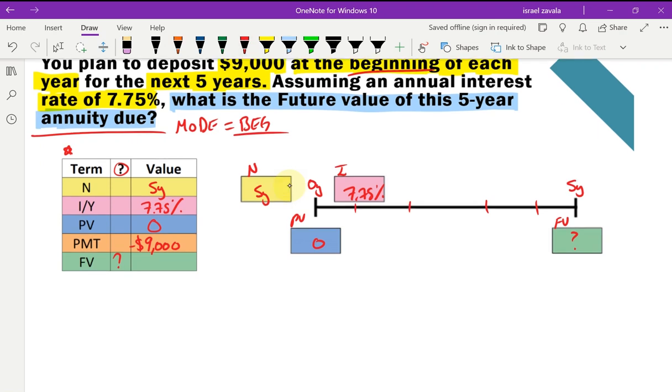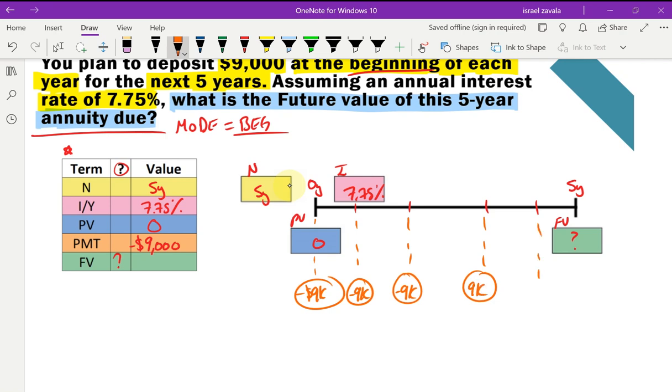All right, so then let's put in our payments. Remember, the payments happen at the beginning of the year. So at the beginning of the first year, that's at time 0, we're going to have our first payment. And then at the beginning of the next year, we're going to have our second payment, and so on and so forth. And then our last one is at the beginning of year 5, 9K. They're all negative because they're payments. Okay. All right. So now we've set up our timeline, and we're going to try to figure out what is the future value of this stream of payments.